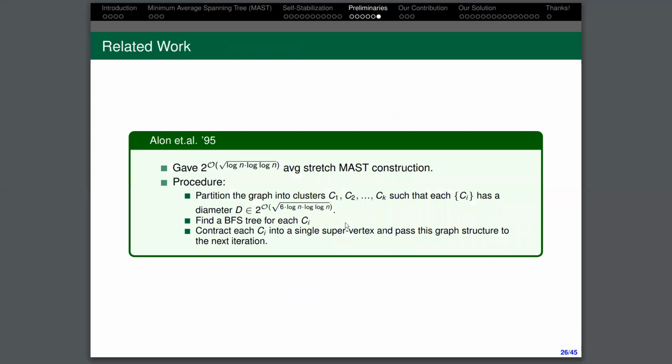Okay. So coming to the related work section, our BuildT protocol derives inspiration from the seminal Alon et al. algorithm. They had given a MAST construction with an average stretch that is exponential in the order of square root of log n log log n. So their technique involves creating, let's say, K clusters with a certain diameter bound, and constructing an intra-cluster BFS tree for each cluster. This was performed recursively until the entire graph was covered. So our approach is somewhat similar to this, and we use a self-stabilizing DCT to achieve this.